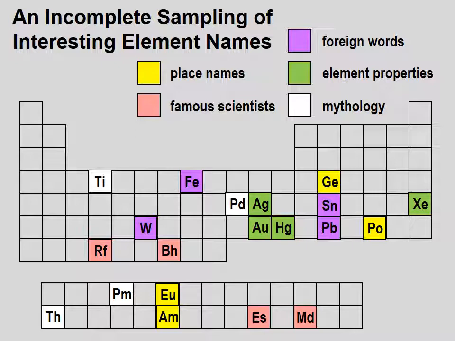And the last group of element names that I'd like to talk about are related to mythology. Of course, I haven't mentioned all of the elements that are named after places or famous scientists or element properties and so on. I'm just trying to give you an idea for some of the interesting names of the chemical elements. On the left side here we have Ti, which is titanium, named after the Titans of Greek mythology.